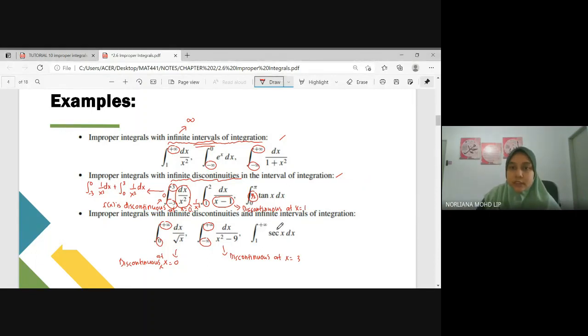The third example consists of infinity, and also this integral cannot be solved over an interval containing pi over 2. It is discontinuous at x equal to pi over 2. So this third one is a combination of type 1 and type 2.